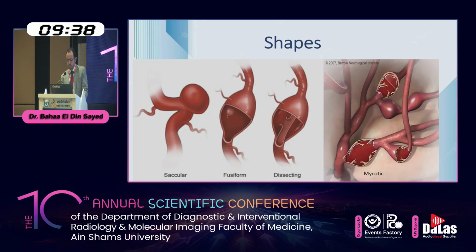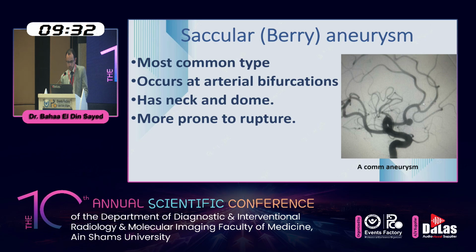The aneurysm shapes may be circular, fusiform, dissecting, or mycotic aneurysm. The most common type is the circular aneurysm that appears mainly at bifurcational points, showing characteristic neck and dome. The neck may be narrow neck or wide neck that will differ in the management. Circular aneurysms are more prone to rupture than other aneurysmal shapes.